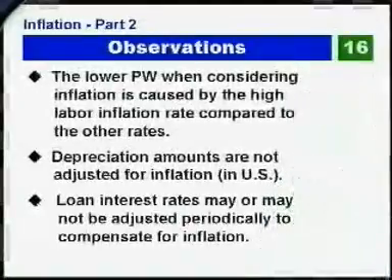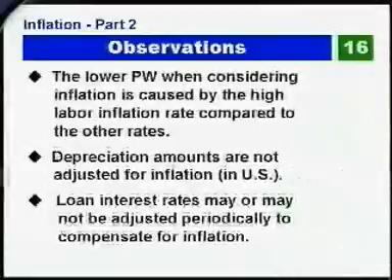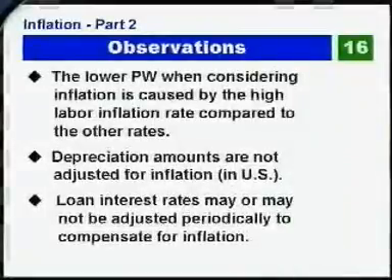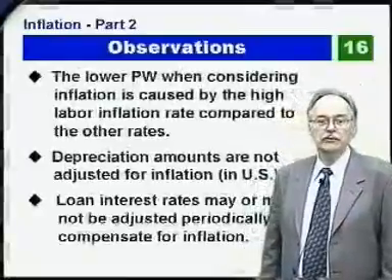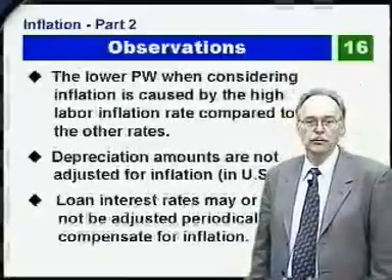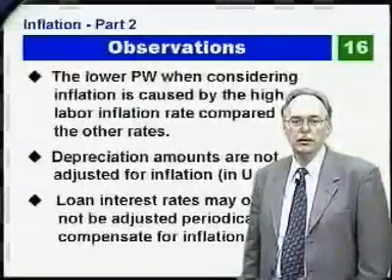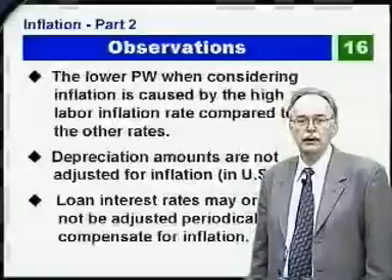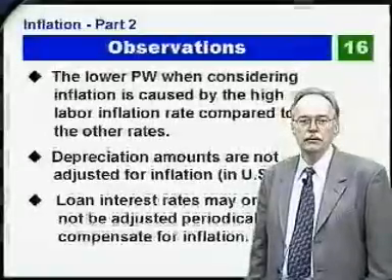And if we had a loan, the loan interest rates may or may not be adjusted periodically to compensate for inflation. It depends on the type of loan contract that you have. For example, if you have an adjustable rate home mortgage and there's high inflation rate, then typically the lending institution will adjust the rate higher. If the inflation rate goes down, they may adjust it lower. It depends on the contract and how fast they react and how many times the lending institution is allowed to adjust the rate.